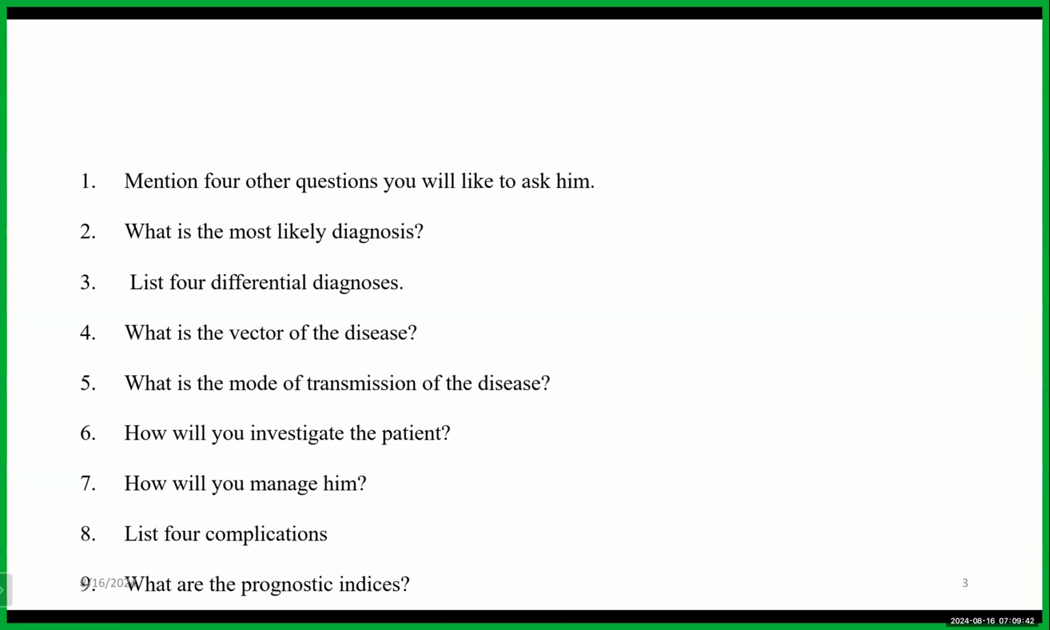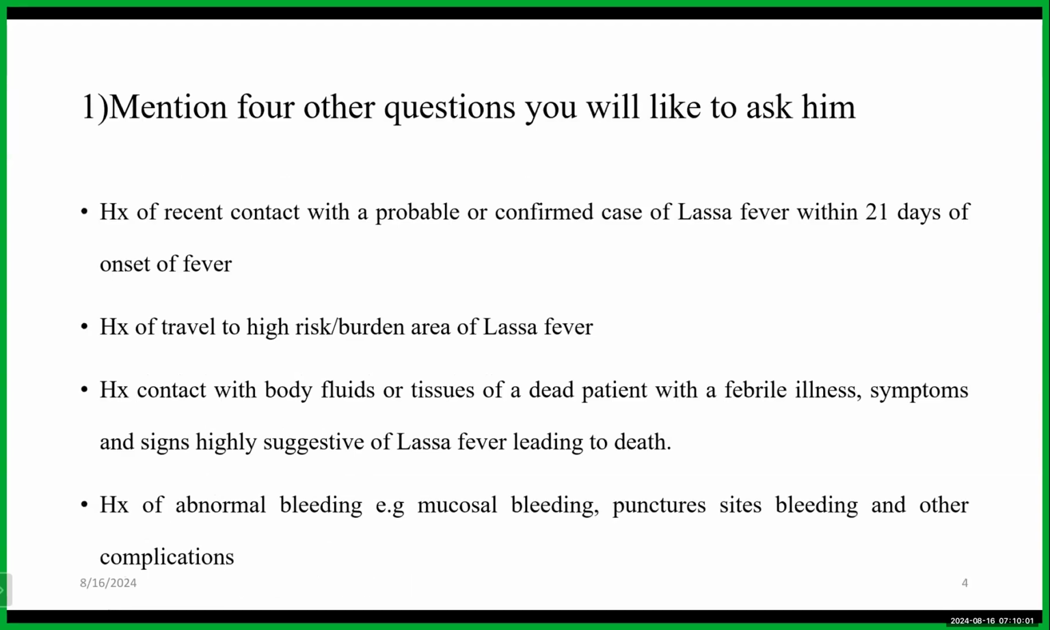One, mention 4 other questions you would like to ask him. What is the most likely diagnosis? List 4 differential diagnoses. What is the vector of the disease? What is the mode of transmission of the disease? How will I investigate the patient? Then how will I manage him? Then list 4 complications, and what are the prognostic indices?